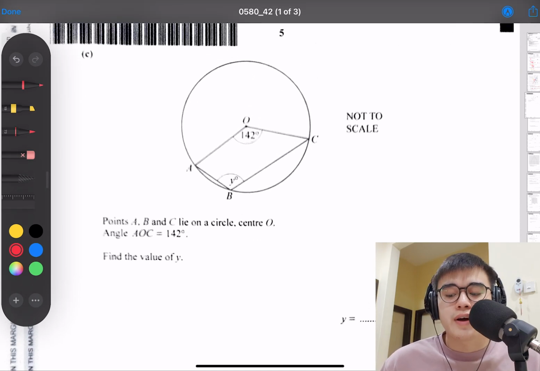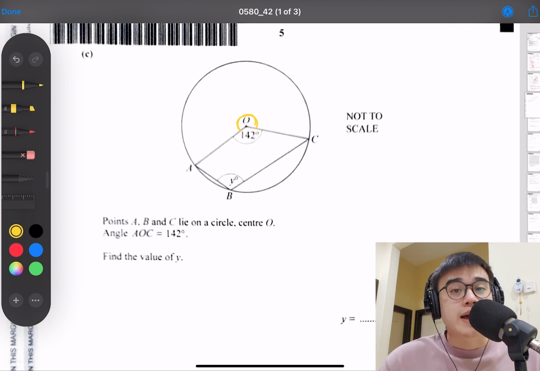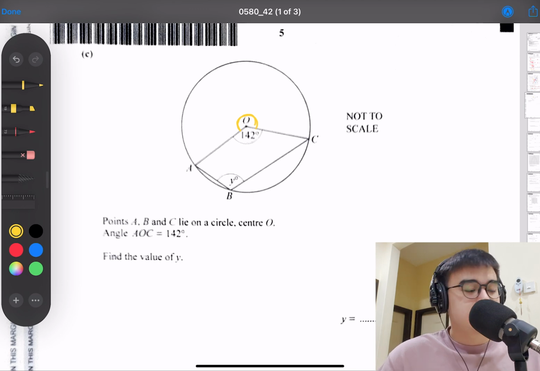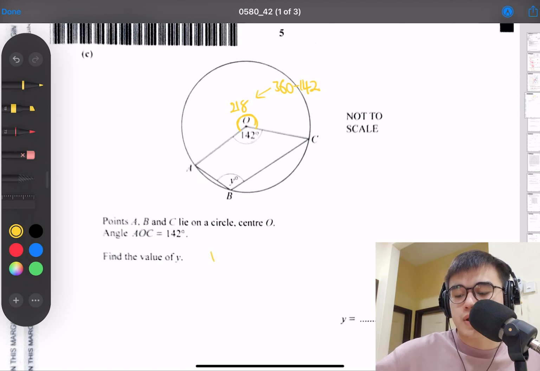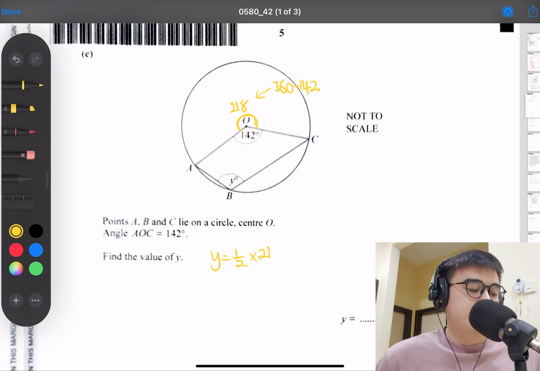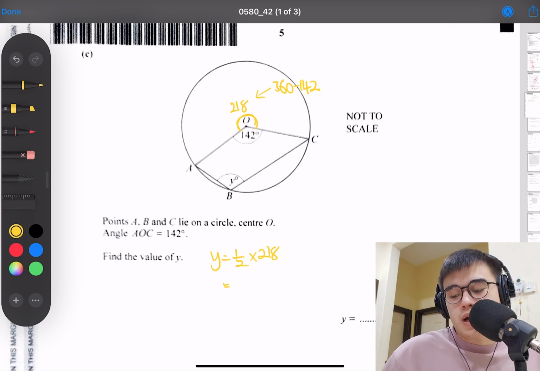They want us to identify y's value. This is actually using the angle at the center is half the value of the angle at the circumference. So over here, to calculate the major arc of AOC, I'll be taking 360 minus 142. You should be getting 218 for this. So with this information, y's value is actually half of it. By taking half times 218, you get your answer as 109.